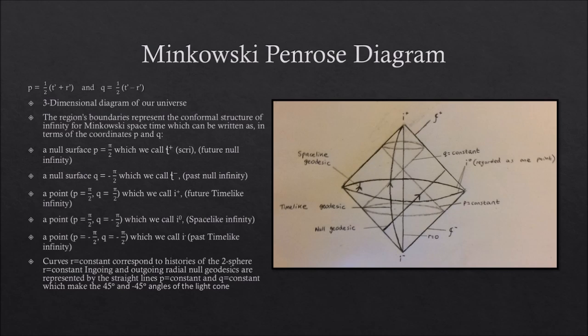The curves, r equal constant, correspond to histories of the two-sphere, which basically are, because that's the time-like geodesic, all the different histories of the sphere are presented on that. And ingoing and outgoing radial null geodesics are represented by the straight lines p equals constant and q equals constant, which make up the 45 and minus 45 degree angles of the light cone, which is in pencil on the inside of the diagram.